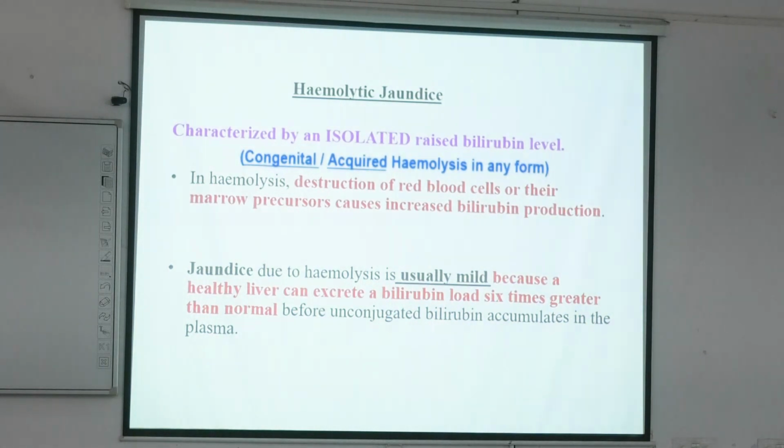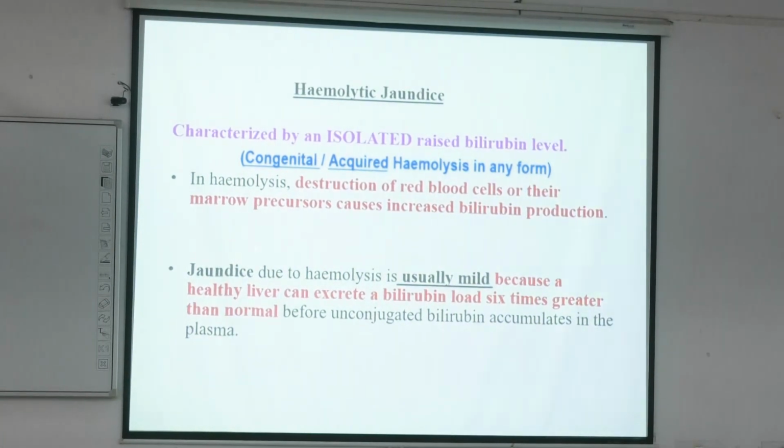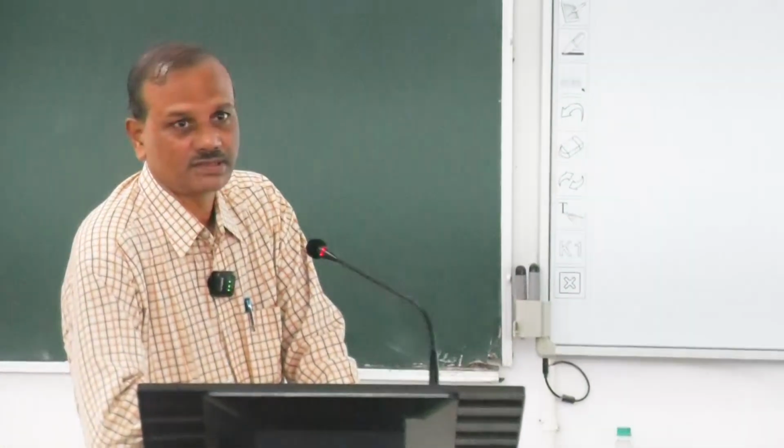The hemolysis, destruction of the RBC or the marrow precursor, causes increased bilirubin production. That is the hallmark of hemolytic jaundice. But remember, as I told you, the liver can take up as much as 6 times its normal load. So, bilirubin is usually mild.